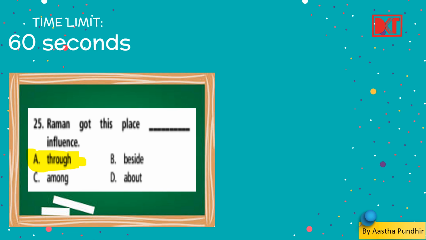Alright. Then we have beside. Beside is used when we're talking about something being next to something. Among, about, pretty common prepositions. And that's all. With this we finish off with the questions on prepositions.